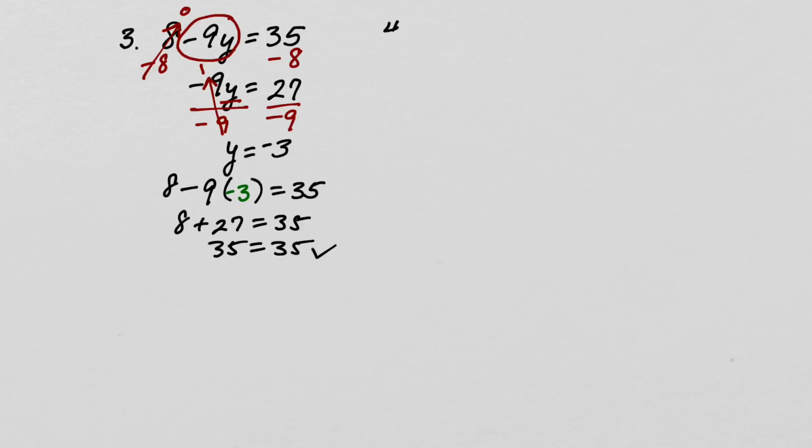All right, let's look at number 4. Number 4 is 7x minus 12 equals 2. So my variable term is going to be 7x. I need to get rid of a minus 12, so I'm going to add 12 to both sides. Negative 12 plus 12 adds to 0. I'm going to simplify. I'm going to get 7x equals 14.